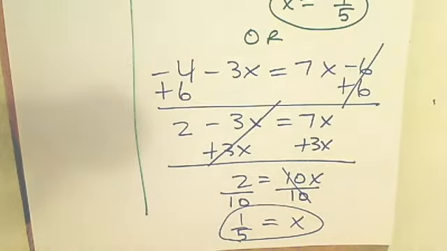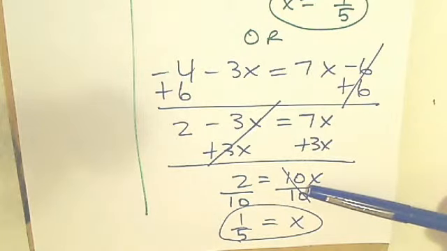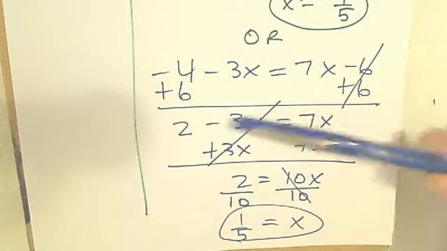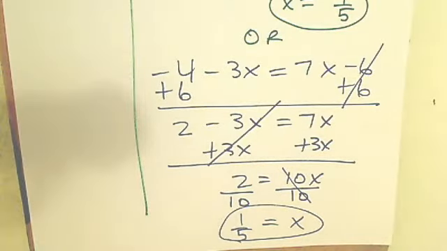Why isn't it negative on the second one? 7 plus 3 is 10. You add 3x to both sides, and then you get 10. It doesn't matter. It will not matter. I used to say move the letters first and move the number second. It doesn't matter. You get the same answer regardless.